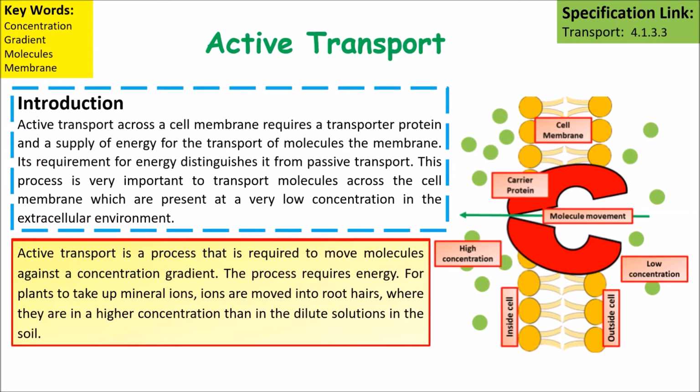So for plants to take up mineral ions, ions are moved into the root hair cells where they are at a higher concentration than they are in the soil. So therefore active transport needs to be used.